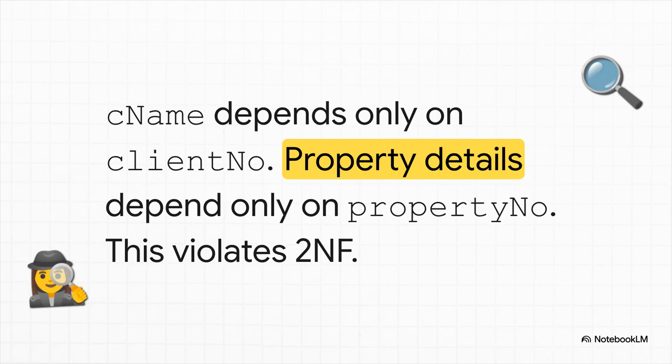And our detective work turns up some big clues. The client's name, CNAME, well, that only depends on the client number part of our key. It has nothing to do with the property number. And it's the same with the property details. The address and the owner info only depend on the property number. These are partial dependencies, and they are breaking the rules of 2NF.